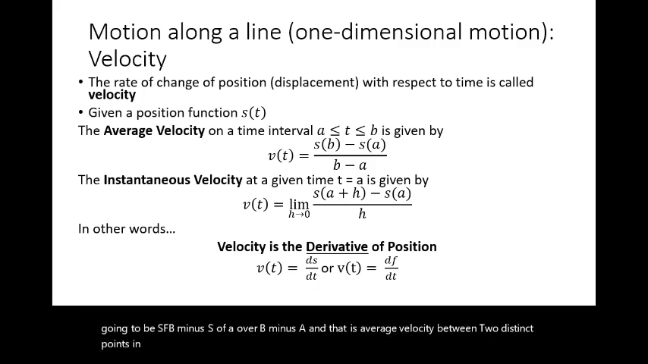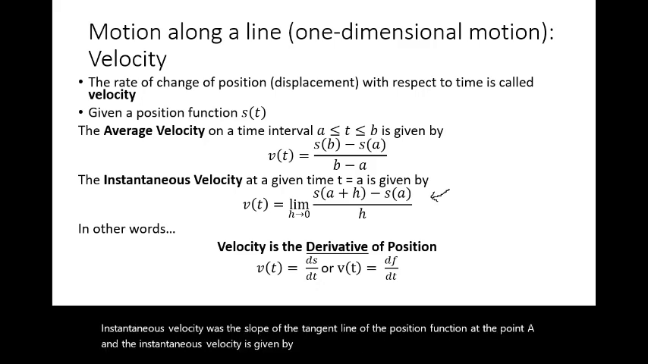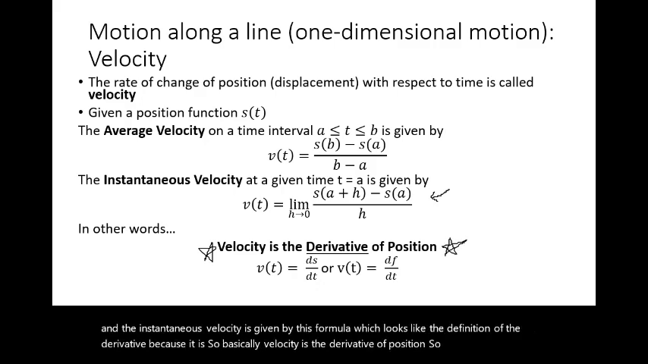Now, instantaneous velocity is something that we've already touched on. Instantaneous velocity was the slope of the tangent line of the position function at the point a. And the instantaneous velocity is given by this formula, which looks like the definition of the derivative because it is. So basically, velocity is the derivative of position. The velocity function is the derivative of the position function.